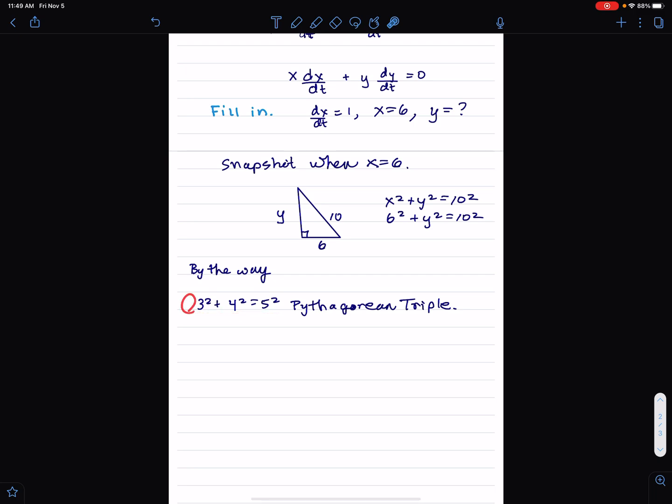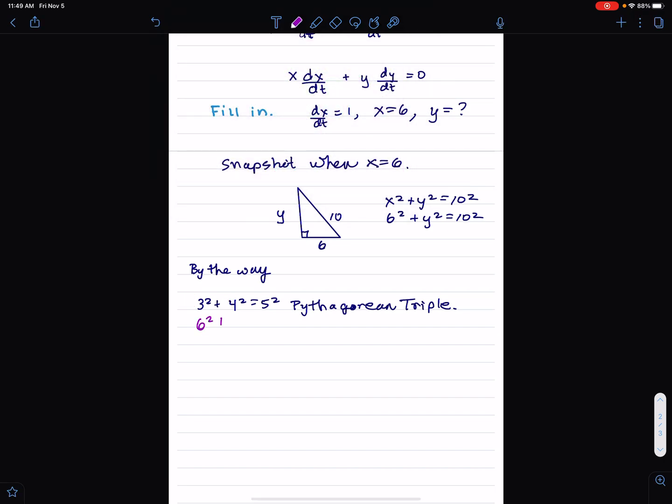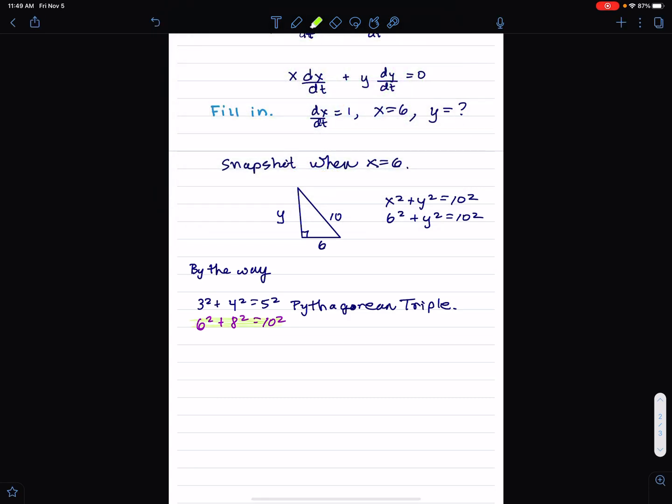If I were to multiply everything by 2 squared, I'm going to get 6 squared plus 8 squared equals 10 squared. Or you can multiply everything by 3 squared, then you get 9 squared plus 12 squared equals 15 squared, etc. But this is the one we're going to use here. And so, without doing an algebraic computation, I can figure out what y is. I'm going to get that y is 8, because 6 squared plus 8 squared is 10 squared is a memorized thing, because you multiply 3, 4, and 5 all by 2.